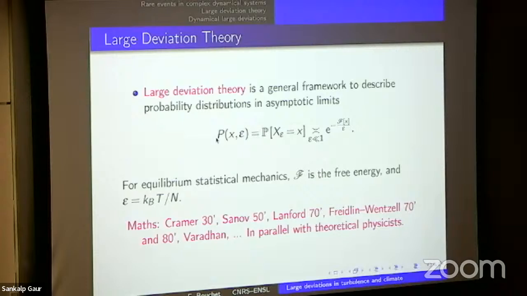Physicists are developing this using many kinds of tools. One key tool is the path integral, as far as the dynamical problems are concerned. But actually, mathematicians have worked a lot in parallel with the physicists, trying to formalize the computation and to make the reasoning more simple and more straightforward.